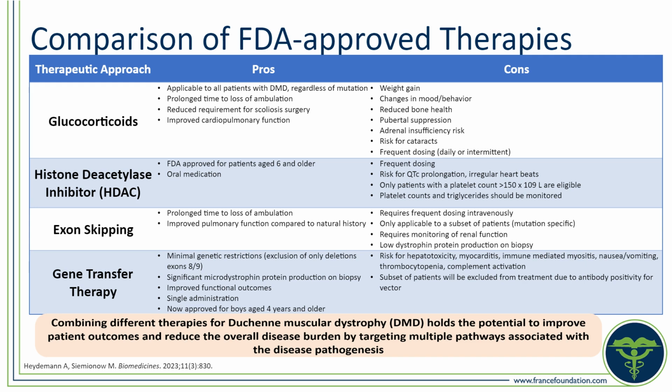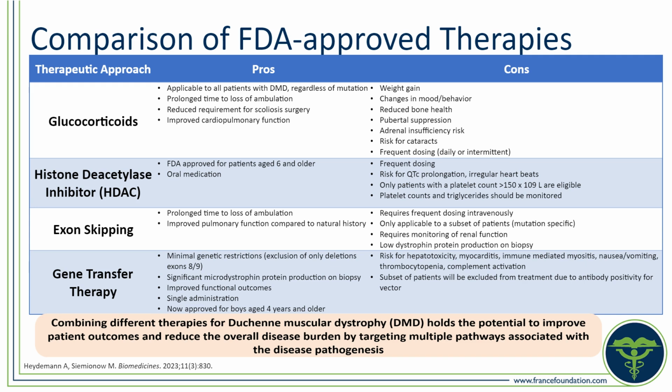There is the risk for adverse events, including hepatotoxicity, myocarditis, immune-mediated myositis, nausea, vomiting, thrombocytopenia, and complement activation. And so it must be administered at centers where there is expertise with pursuing treatment with gene transfer therapies. And a subset of patients will be excluded from treatment with gene transfer therapy due to their antibody positivity for the vector. If they are positive for the vector delivery system, at this point, they will not be eligible to receive the therapy, although this is an area of growing research.